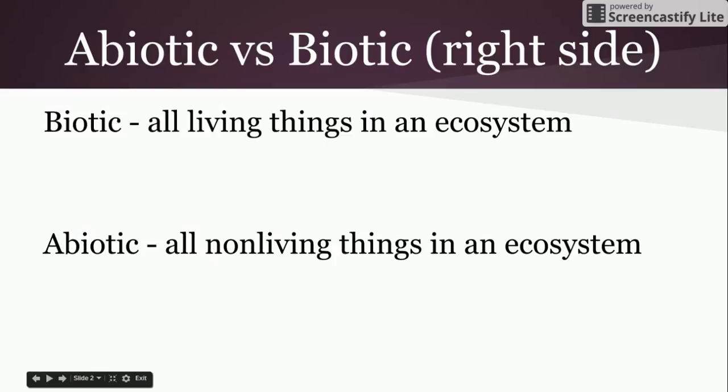So first let's start talking about the difference between abiotic and biotic. When we say the word biotic, you can see in the beginning of the word, bio means living. So all living things in an ecosystem are considered biotic. When we're talking about abiotic, we mean everything else in that ecosystem that is not living. So rocks, soil, water, all of those are abiotic factors within an ecosystem.